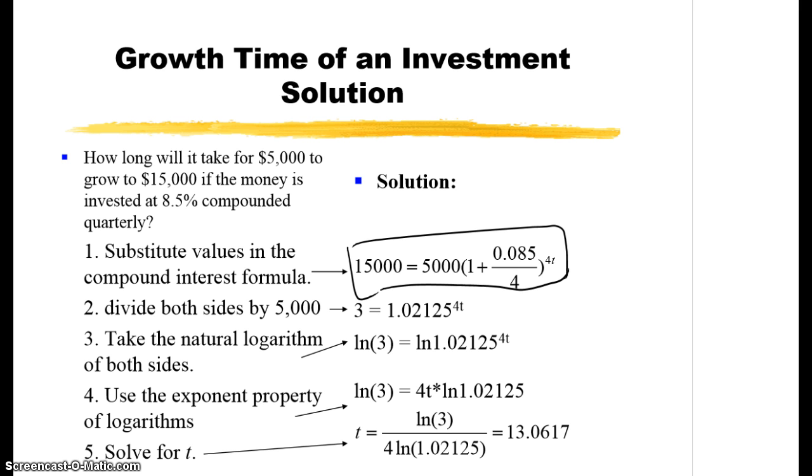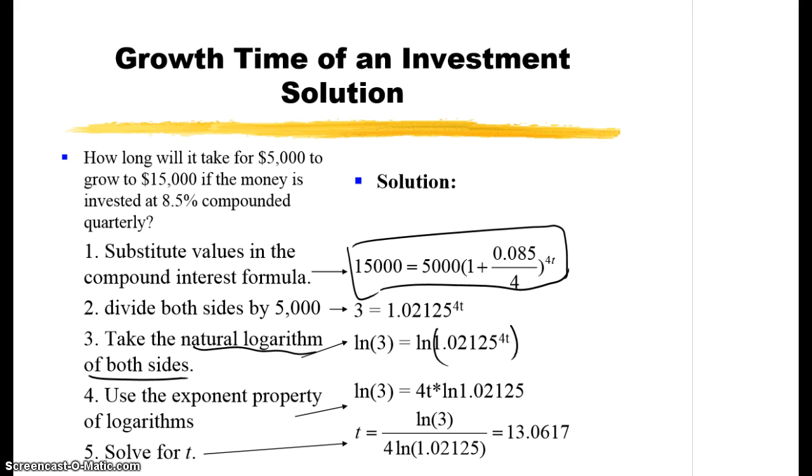So now that we've substituted values in the formula, divide both sides by 5,000 so that we get 3. Now 1 plus 0.085 over 4 is the same as this decimal here, and we are still raising it to the 4t power. Then we're going to take the natural log on both sides. Can it be the log base 10? Sure, it really makes no difference as it turns out. So let's take the natural log on both sides. We get ln of 3 equals ln of this value.